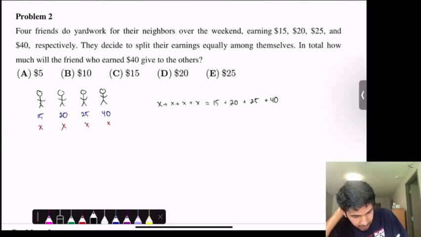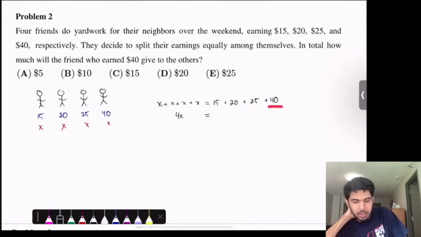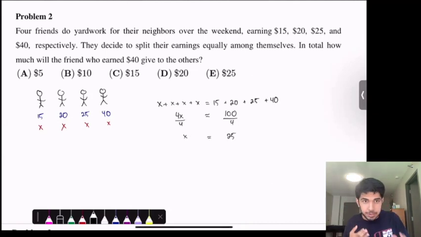So on the left-hand side, we get 4x. And on the right-hand side, we can add them up. 15 plus 20 is 35. Plus 25 is 60. Plus 40 is 100. And then divide by 4 on both sides. And we get x equals 25. So each person, after the split, should have $25.